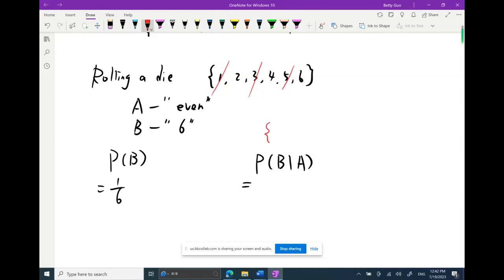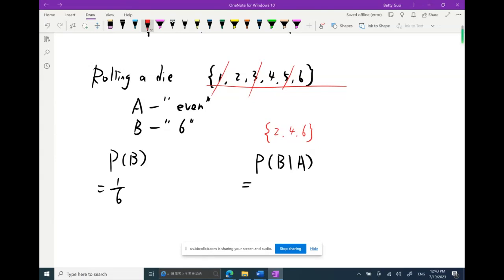Your sample space shrunk. You're going to have a smaller sample space. In the new sample space, we only have 3 outcomes, all the possible outcomes. Under the condition that A already occurred, we already know the number we got is an even number. So the sample space is not the original sample space anymore. It's a restricted sample space, as the book states, or shrunk sample space, smaller size, in this case containing 3 outcomes: 2, 4, and 6.